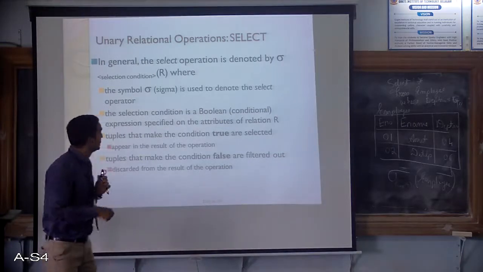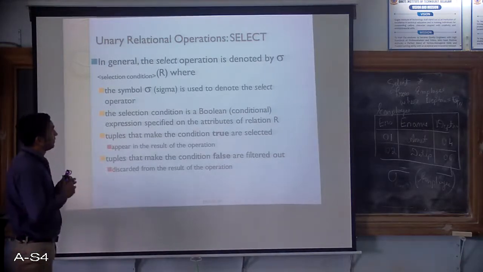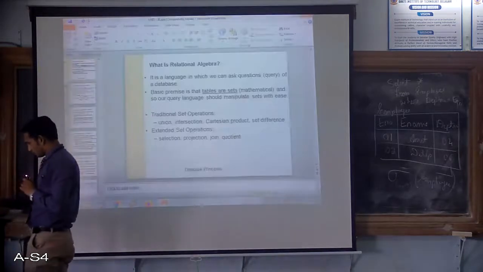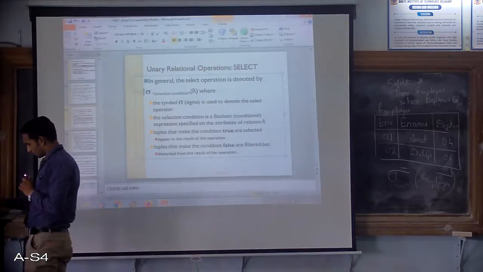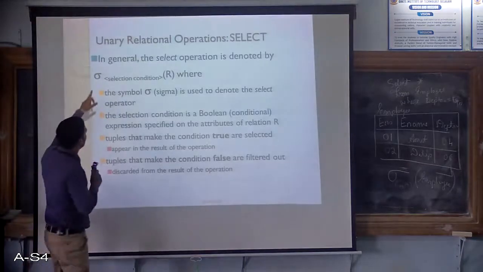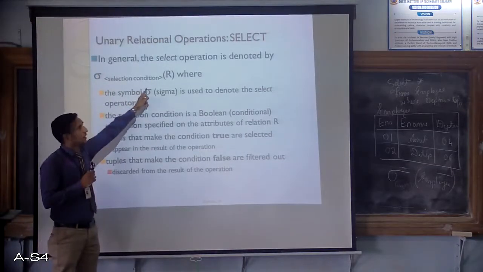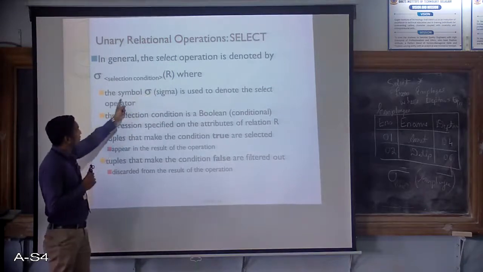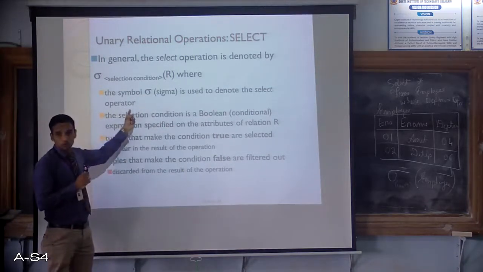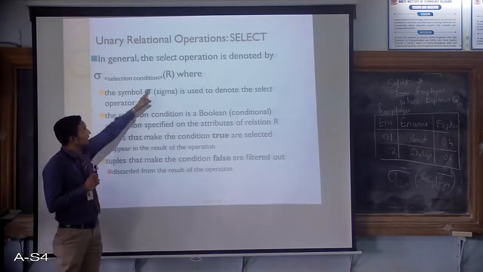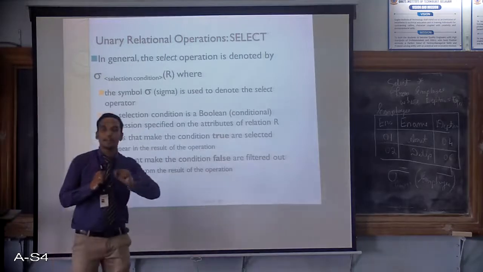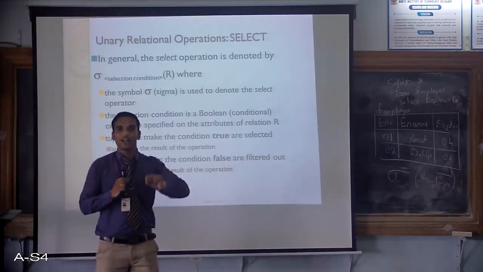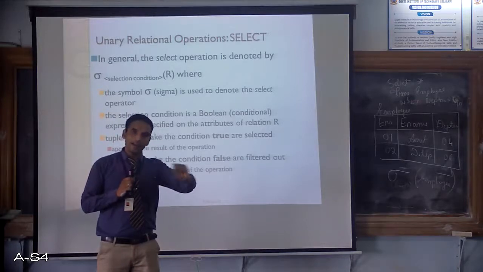See, the general syntax where we have sigma. I'll just show it to you. Okay, this is the general syntax: sigma, the selection condition and the table name, where the symbol sigma is used to denote the rows to select. The selection condition is optional, which can be any Boolean condition like equal to, greater than, less than, not equal to, and, or, not, any Boolean condition.